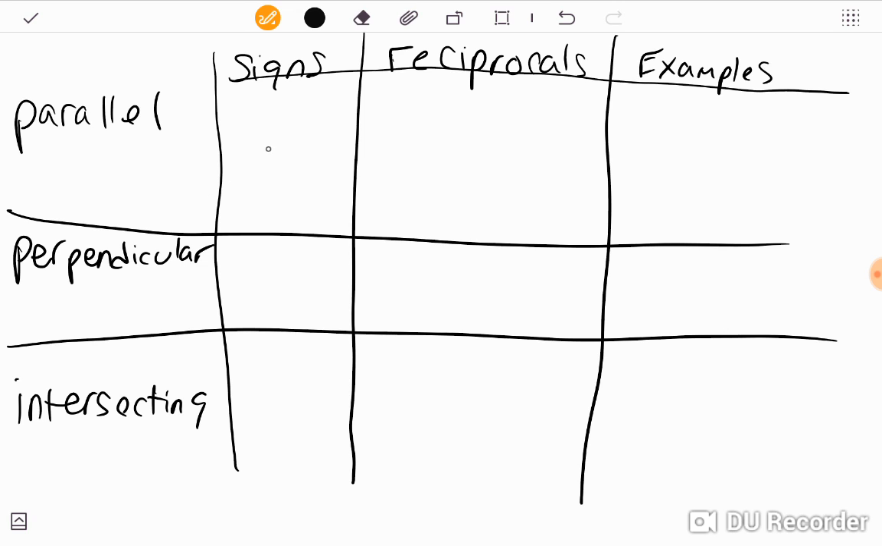So for a parallel line, the signs are the same. If you have two slopes, the signs are going to be the same for parallel. And then we talked about with perpendicular, the signs are going to be opposite. Okay, so parallel lines have the same sign, right? Positive, positive, or negative, negative. And then perpendicular will be opposite. So one will be positive, one will be negative.